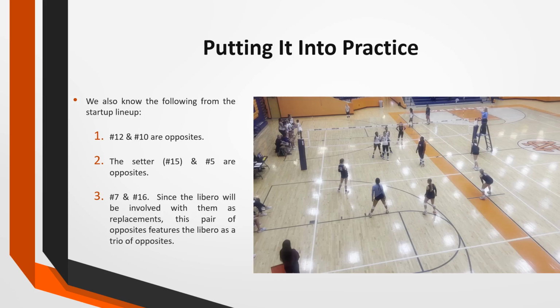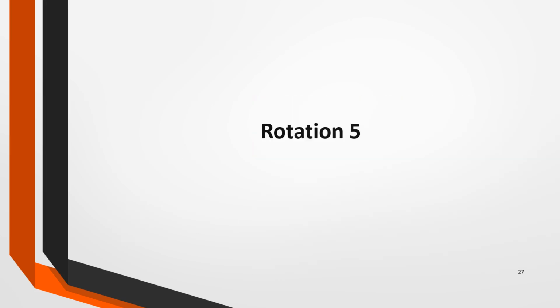Now, this is just an image from the information in our prior slide. Hopefully you can see some of the numbers clearly in this particular image. Our setter, number 15, is the closest person to the net. He's our middle back. Our opposite is 5. Our libero and 16 are opposites. 12 and 10 are opposites. Now our team in blue started the set in rotation 5. So let's start in rotation 5.